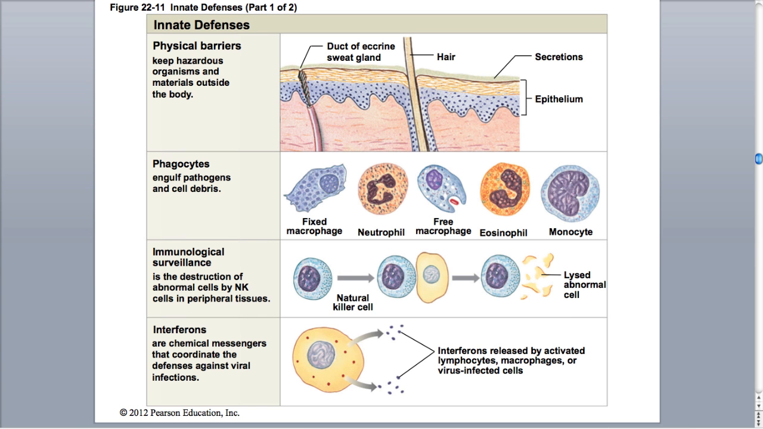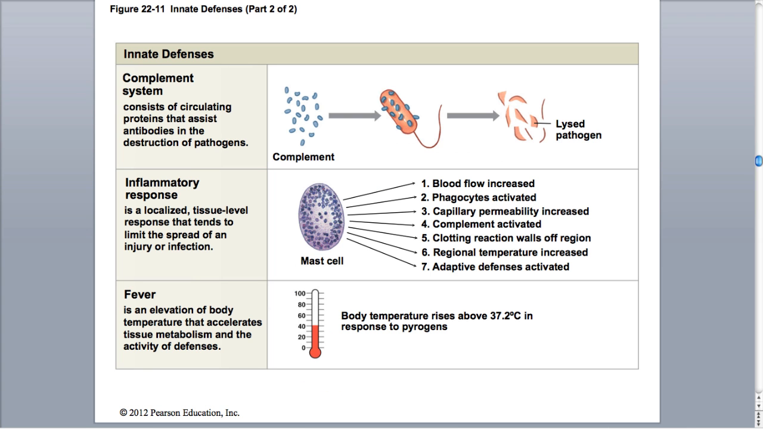This slide shows you a picture version of pretty much everything we've said. I've mentioned fixed macrophages and free macrophages already. So this is an idea of how that works. Picture version of the stuff we've talked about. Then, next slide, continues complement.